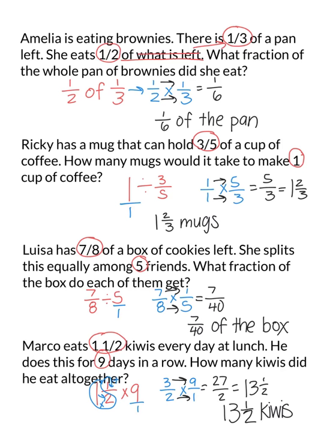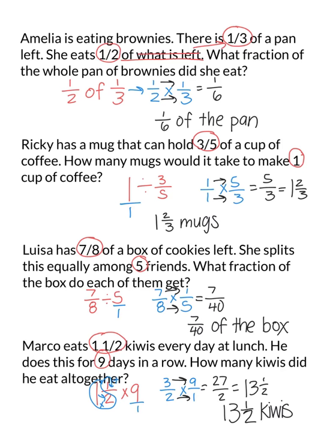The next one, Louisa has 7/8 of a box, and she shares it among 5 friends. So what does she start with? 7/8, and she's sharing it, so she's splitting it up or dividing it into 5 groups. So to solve it, I changed the 5 wholes into a fraction, and then I do keep, change, flip, and I get my answer of 7/40 of the box.